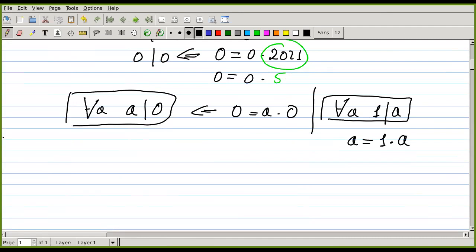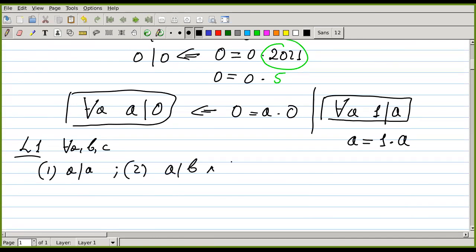Okay. Now let's obtain some general properties of divisibility. Lemma 1. Lemma 1 says that for every integers a, b, c, first, a divides a. Second, if a divides b and b divides c, then a divides c.